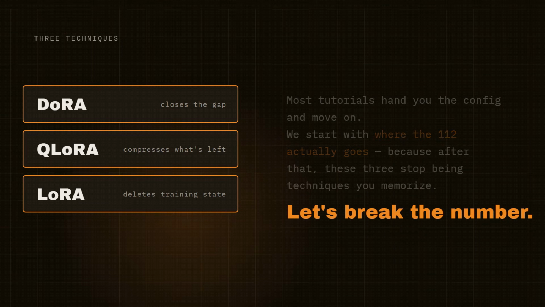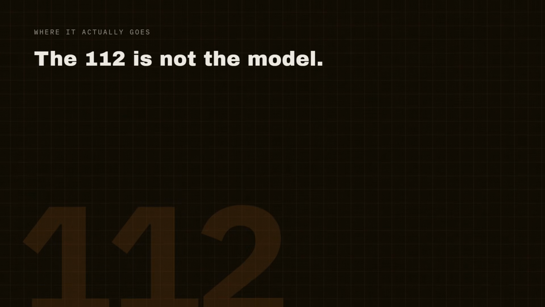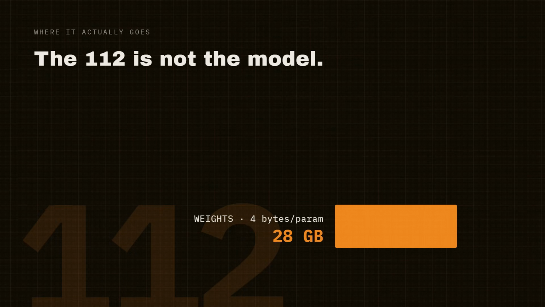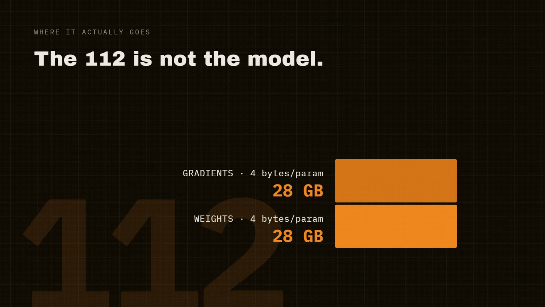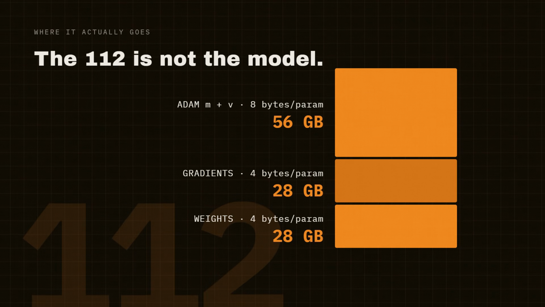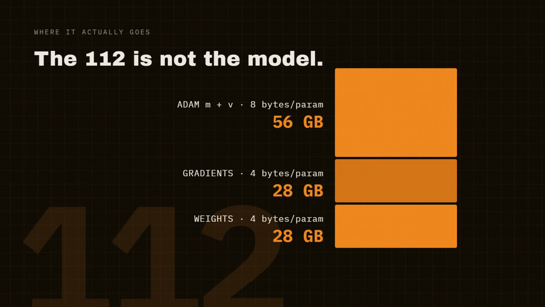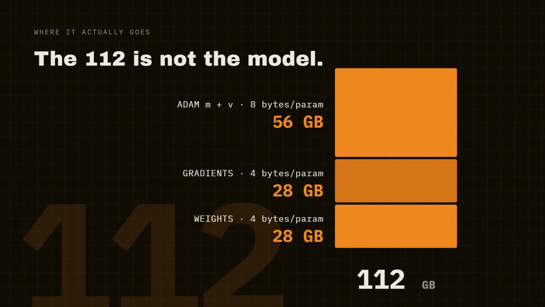Let's break the number. Here's the part almost nobody explains. Loading a model means storing its weights. 7 billion parameters, 4 bytes each in full precision, 28 gigabytes, fine. But training needs 3 more things. Gradients, 1 per parameter, another 28 gigabytes. Then the optimizer, Adam keeps 2 running statistics for every single parameter. Momentum and variance, that's 8 bytes per parameter, 56 gigabytes. Added up, 28 plus 28 plus 56, 112 gigabytes.